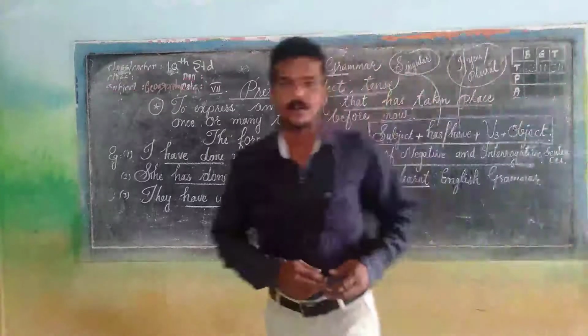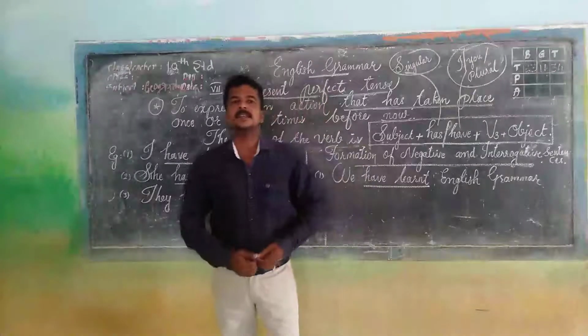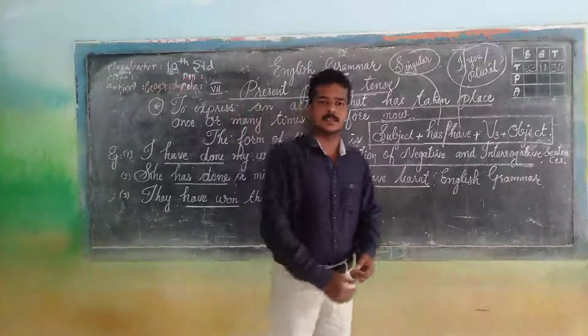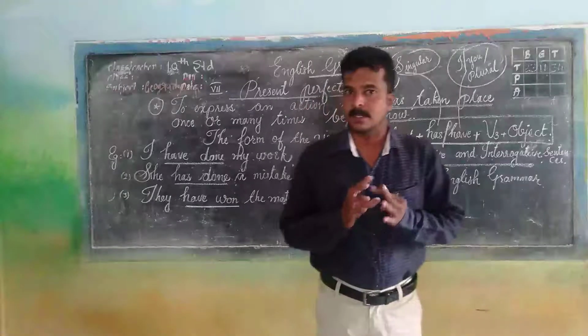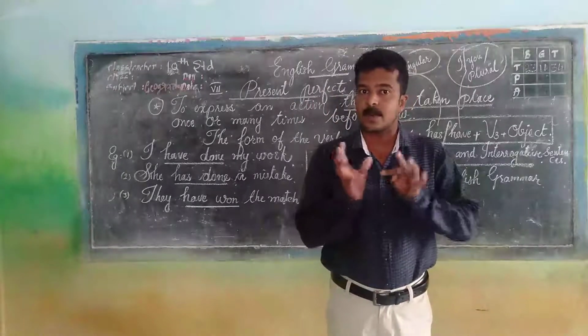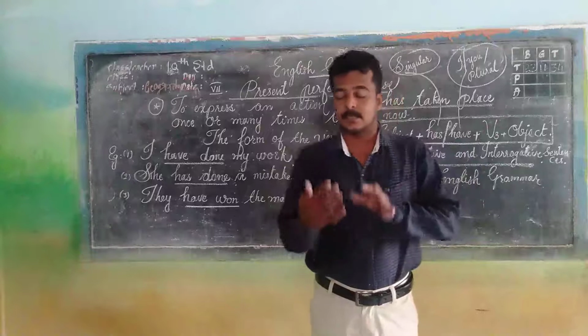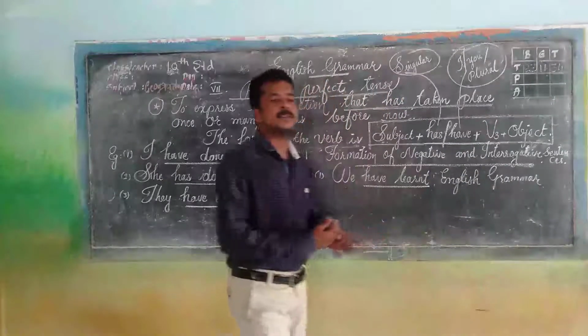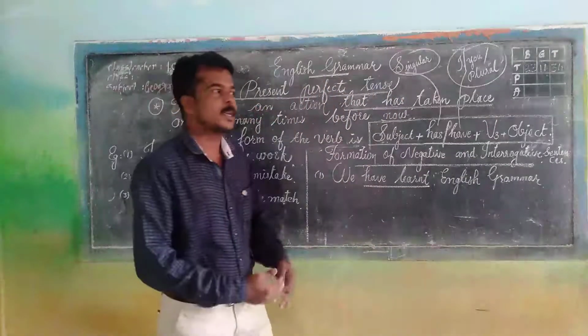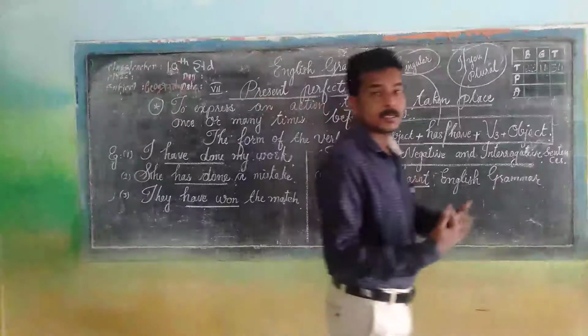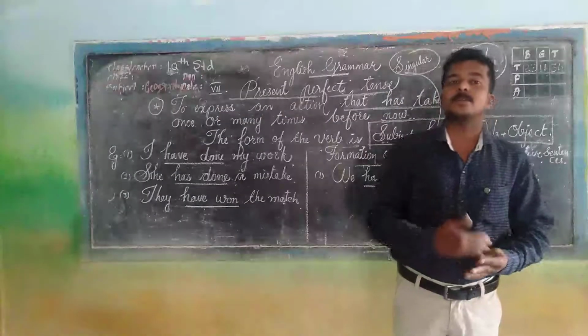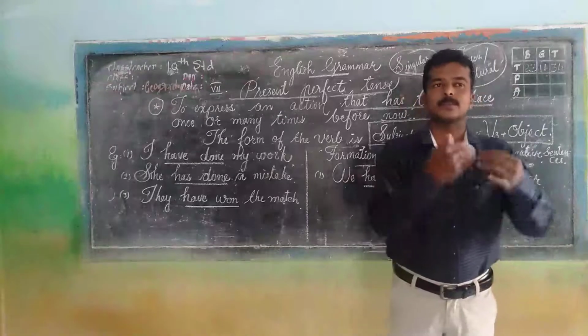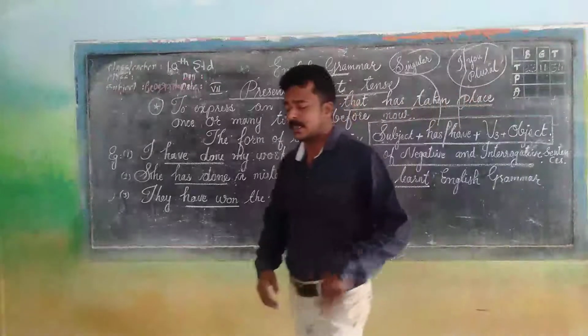Hi children, good morning. In the previous classes, we have already learned about the three simple tenses and the three progressive tenses. The three simple tenses were simple present, simple past and simple future. And the three progressive tenses are present progressive, past progressive and future progressive. Hope you understand the topic.